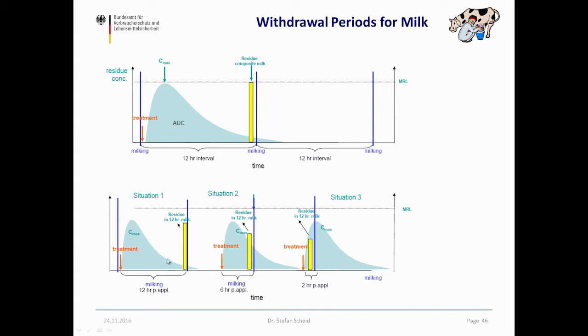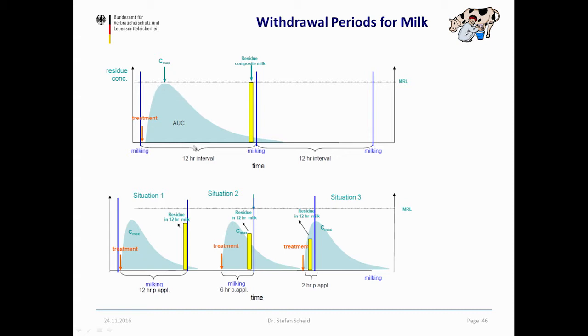So this is again in situation 1, the same picture. If you treat the animals 6 hours before milking, you would only have part of the AOC. And also in situation 2, you would have part of the AOC, and also in the second treatment you would have less residues. And also in situation 3, you would not have the full AOC.